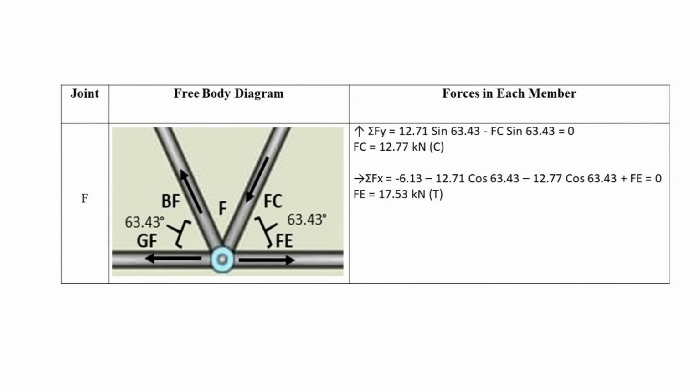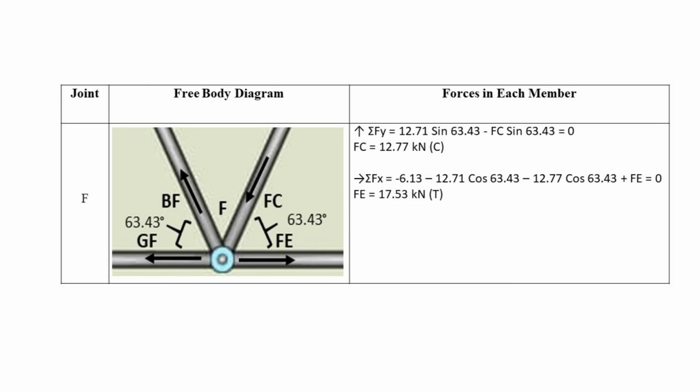The total force that acts in the y-axis of joint F is 12.71 sine 63.43 minus FC sine 63.43 equals 0. 12.71 is obtained from our previous calculation where we figured out BF is equal to 12.71. FC is 12.77 kilonewtons and it is in compression.